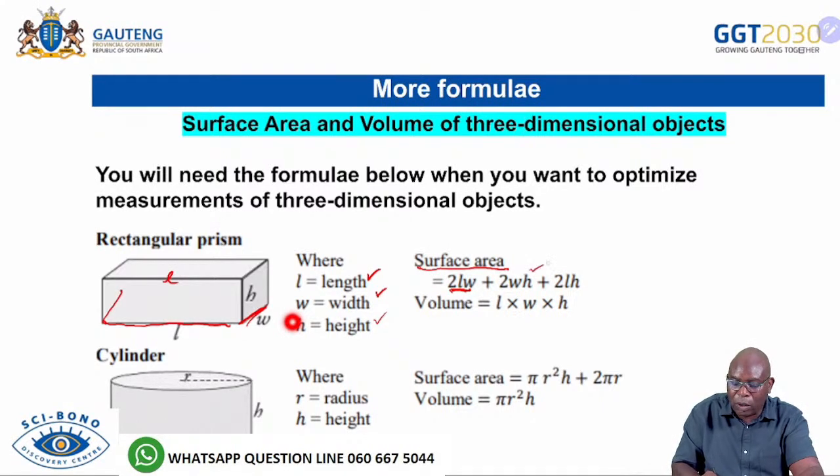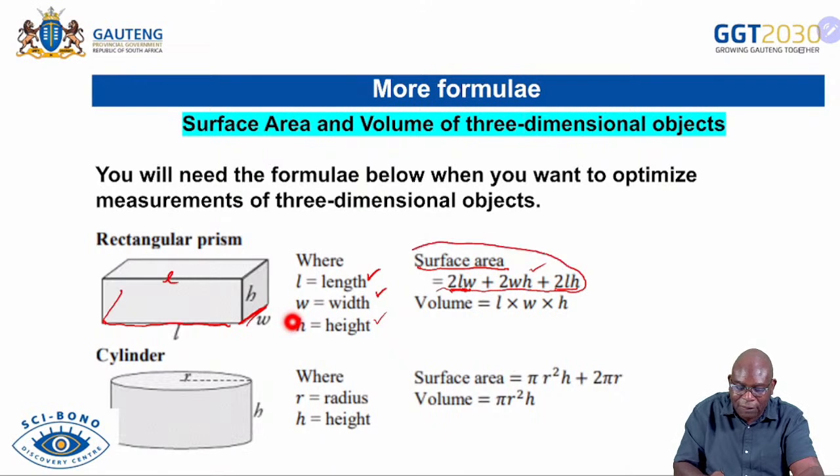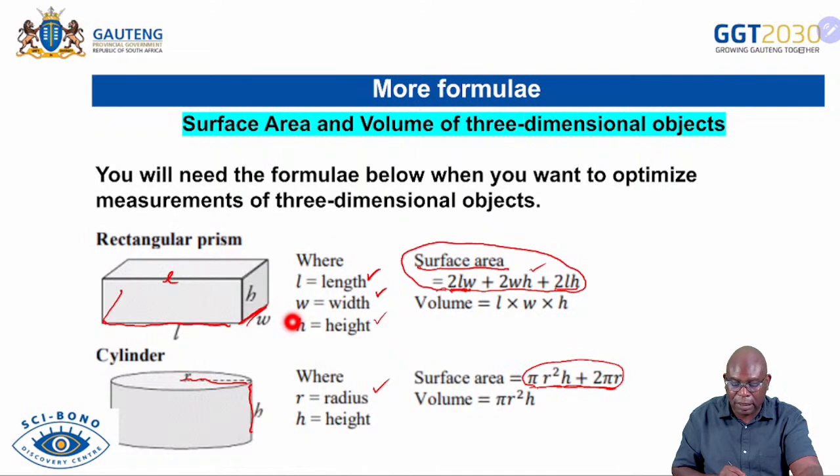So we're going to talk about 2 width height and then 2 length height. So that's the formula that we're going to be using for the surface area of a rectangular prism. For the cylinder, we have the radius, which is half a diameter, R, and we have the height. So for the surface area, why do we need to have that? Remember that the surface area here is the surface area of this cylinder.